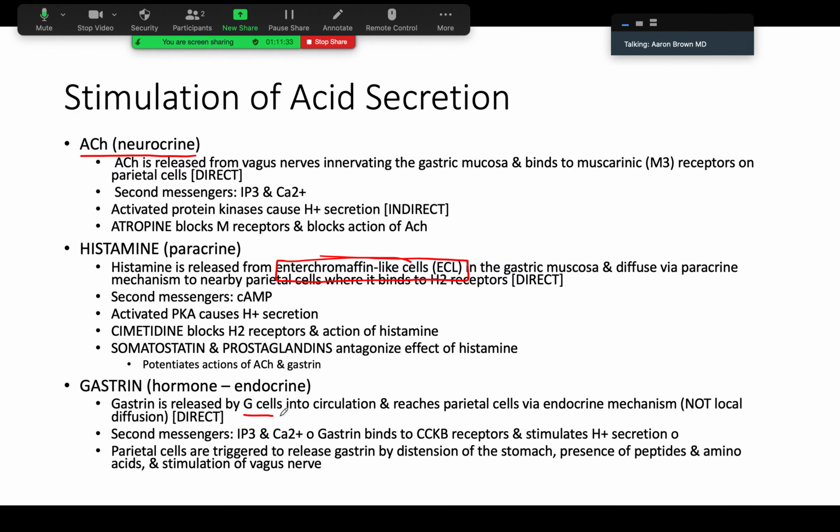Gastrin is released by G cells into circulation and reaches parietal cells by an endocrine mechanism, meaning that, so we said histamine is paracrine, so it's just going to locally diffuse to cells. Gastrin is actually being secreted into the blood supply, and if you check a venous sample from the pinky toe, you're going to find a little bit of gastrin, and the reason is because it's an endocrine hormone, just like testosterone is an endocrine hormone, so is gastrin. And so what you see here is that it's not local diffusion. Great. What else can we say here?